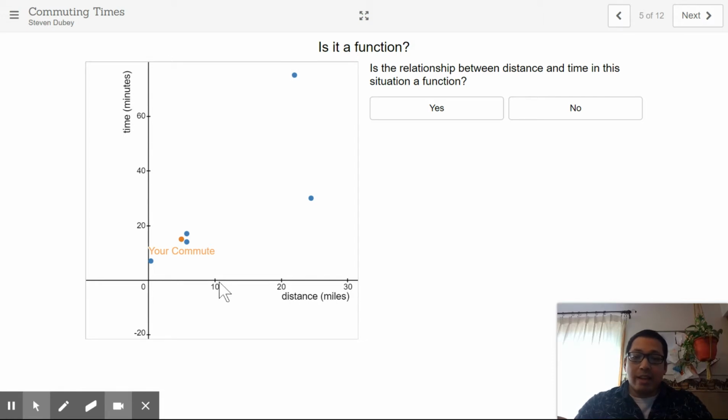So, is this relationship a function? Do I always know how long it's going to take for some other students, based on the distance that they live? Go ahead and answer that question, then pause the video and come back in a few.